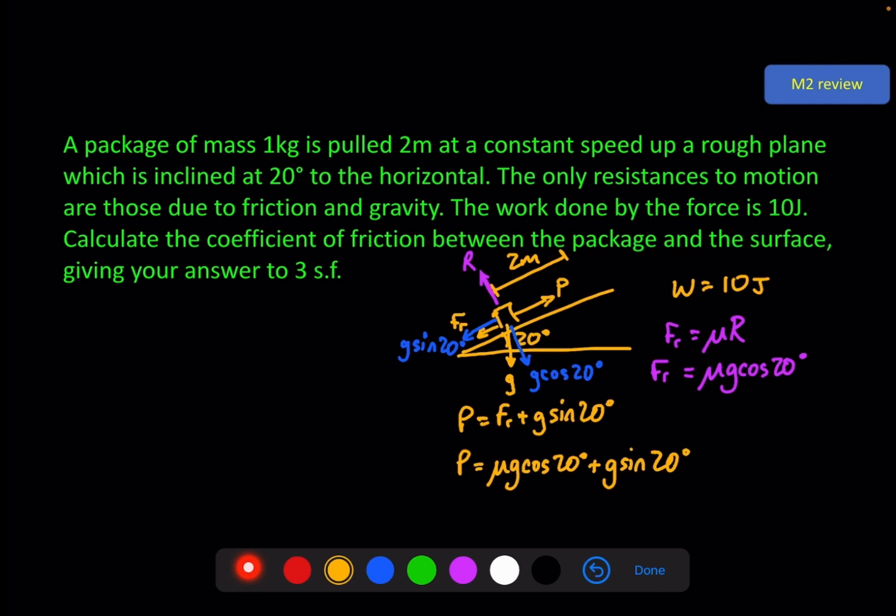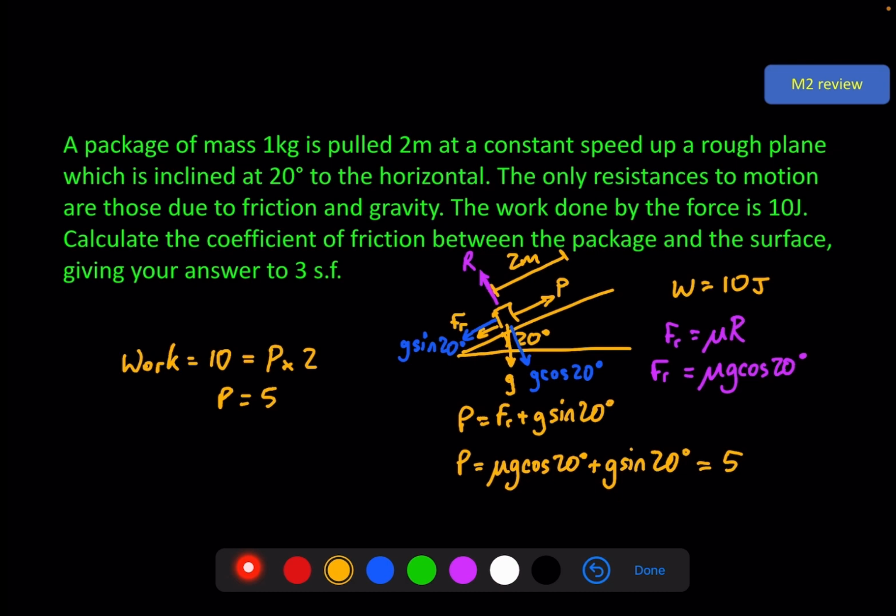We also know that the work done is 10 joules and the distance travelled is 2 meters. So the work, which is 10, must equal the force P times the distance travelled in the direction of that force, 2 meters. So P must equal 5. So all of this thing here has to equal 5.